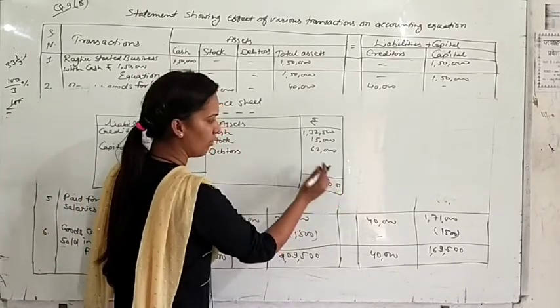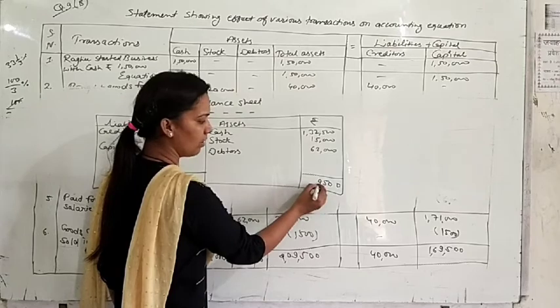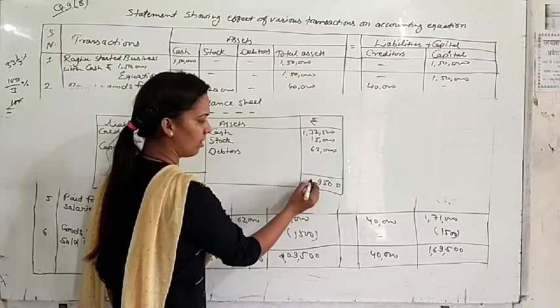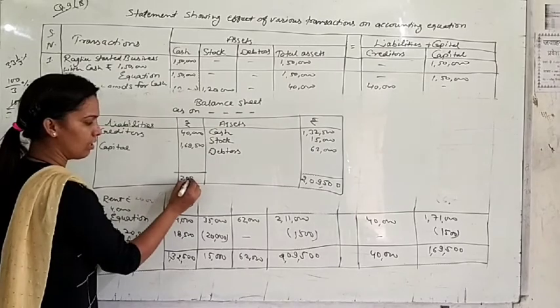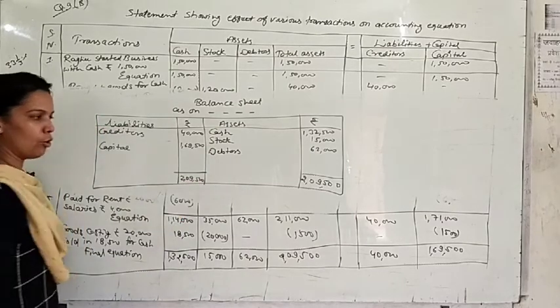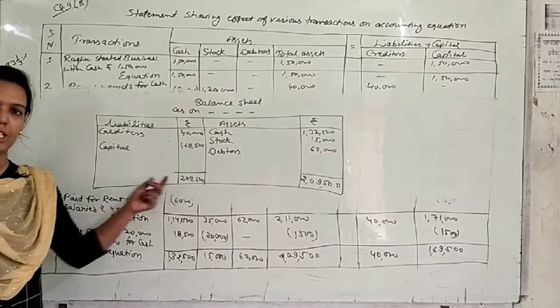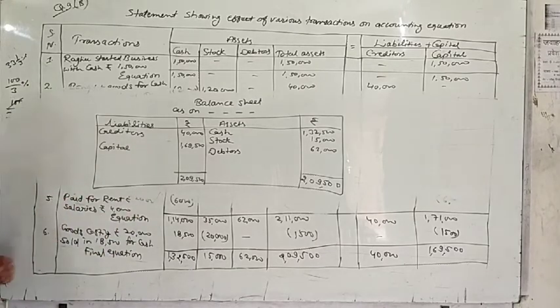Total it is 2,09,500 and match these 2,09,500. Your balance sheet tallies, it means your question is correct. So it was your question number 9B point. Okay.